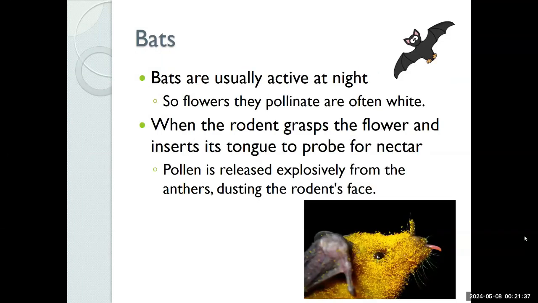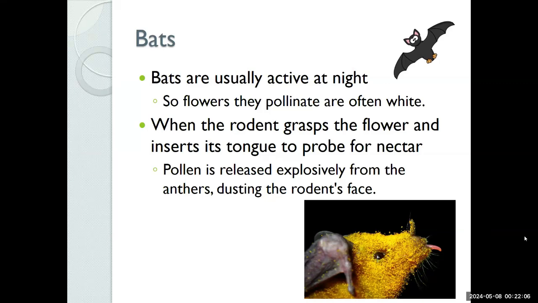Bats, being active at night, are going to be looking for white flowers that bloom in the evening. These flowers will have scent. They often have strong scents. But the idea here is that white against black has the greatest contrast and will stand out and reflect back the moonlight to help the nocturnal mammals find their home.